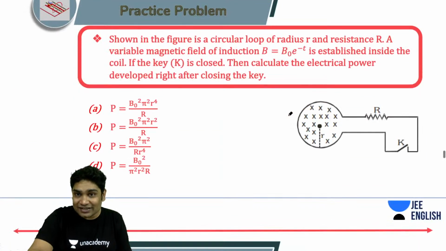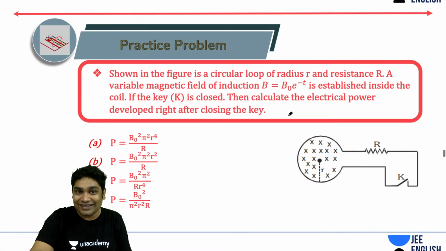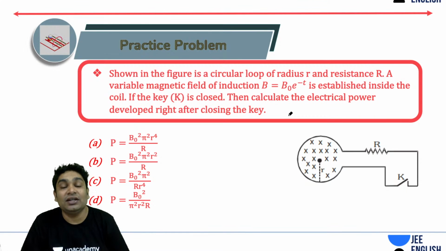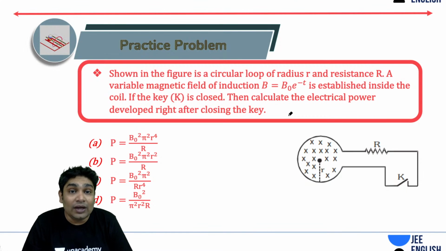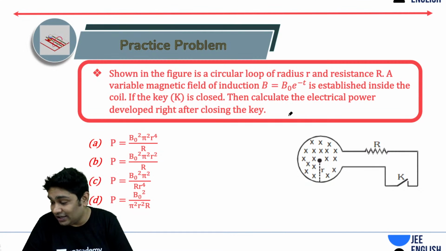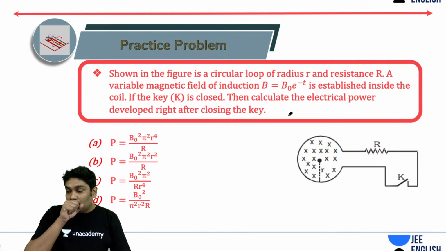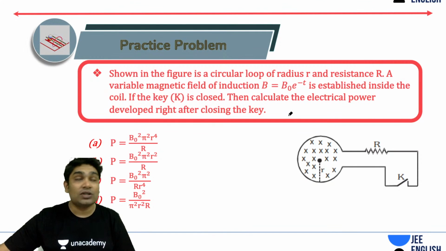Now let's take a look at some other kind of questions. Here is a slightly different question. It says that shown in the figure is a circular loop of radius small r and a resistance capital R, and a variable magnetic field of induction B equals B naught e to the power minus t is established inside the coil. Now, if the key K is closed, then calculate the electrical power developed right after closing the circuit.